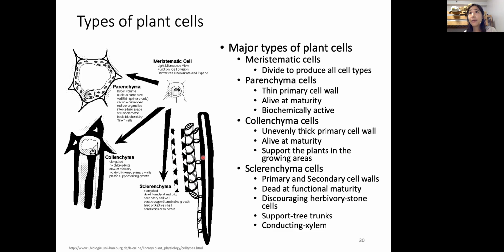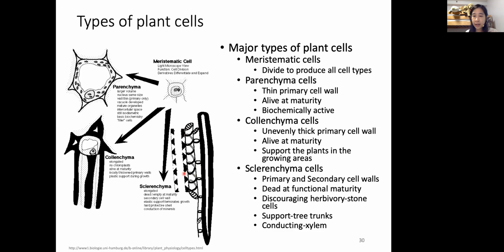All right. Finally, the sclerenchyma cells. This type of cell is the only type that contains a secondary cell wall. Of course, it contains a primary cell wall as a requirement for the plant cells. This one contains a secondary cell wall, so they are dead at maturity, and after they die, they can do their own function. So they function at maturity.